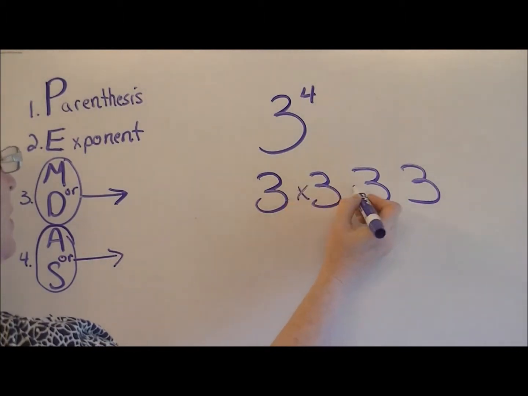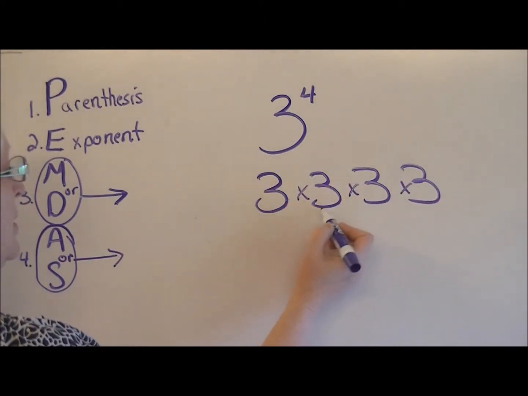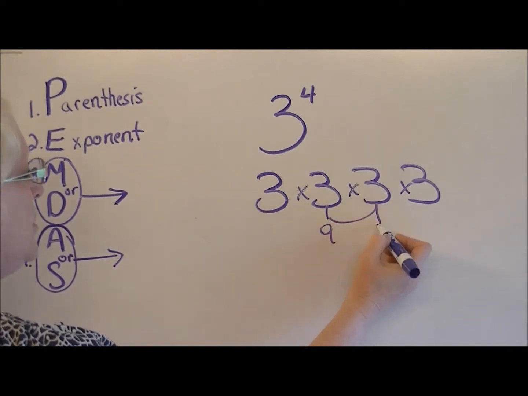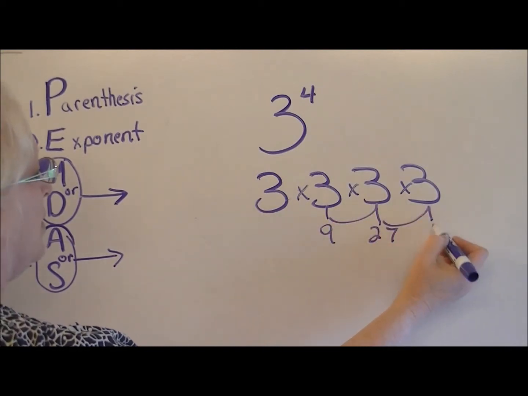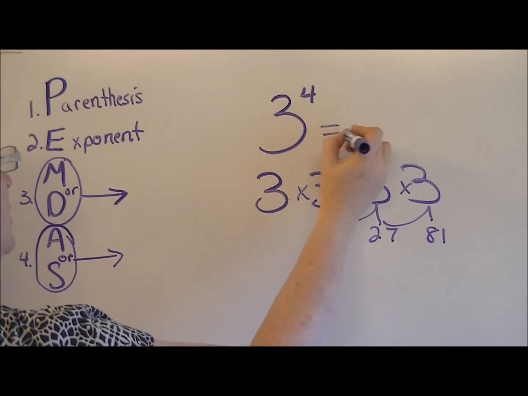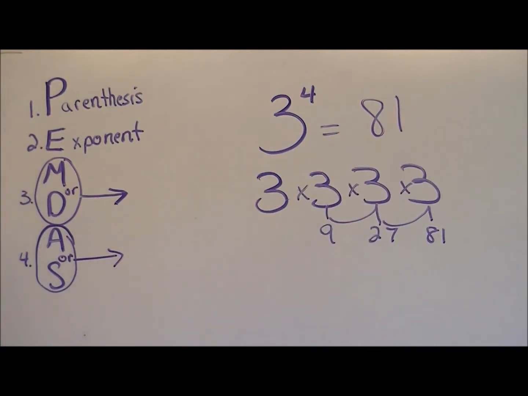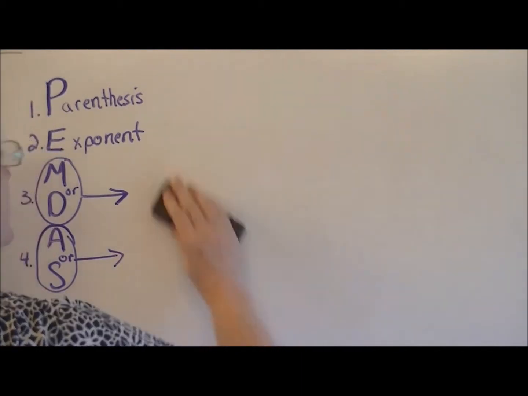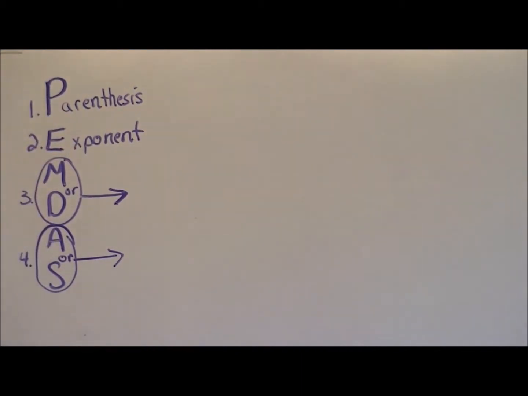So I'm going to multiply. 3 times 3 is 9. 9 times 3 is 27. And 27 times 3 is 81. So 3 to the 4th power equals 81. In some of your order of operations problems, you'll encounter exponents, and sometimes you won't. But now you know what they are, just in case you do.